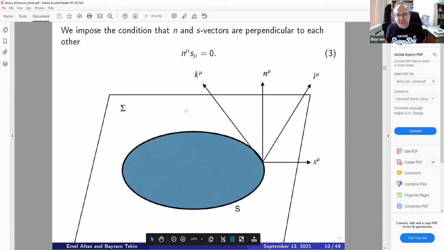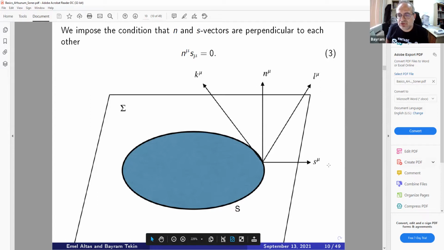Sigma is the spatial hypersurface, and the time direction is going in that direction, so this is n mu, and we choose n mu and s mu in such a way that they are orthogonal to each other. Of course, this S is, so let's stick to 4 dimensions. This sigma is 3-dimensional space-like, S is 2-dimensional space-like. Sigma is not the event horizon, as you understand. It is a 3-dimensional space-like hypersurface. I'm not using the event horizon here, okay?